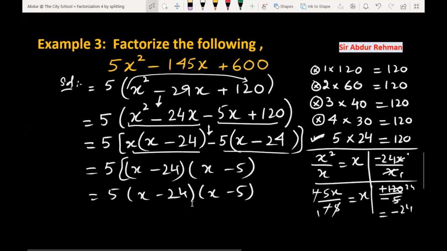Don't multiply 5 with any bracket, because you have to write in the product form. Factors mean you have to write in the product form. These are the product of these expressions or polynomials.